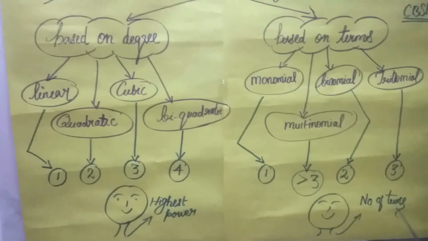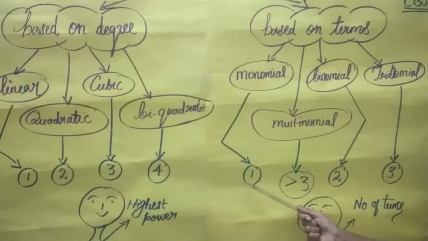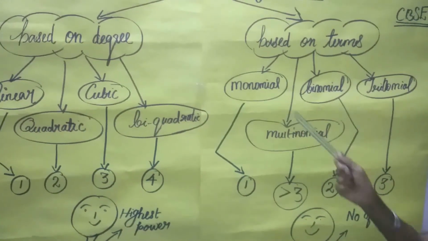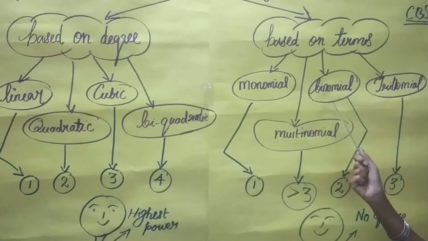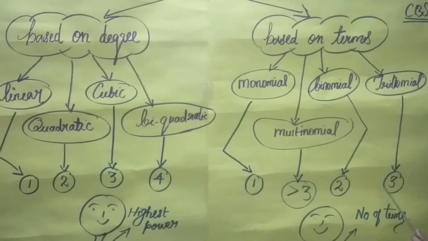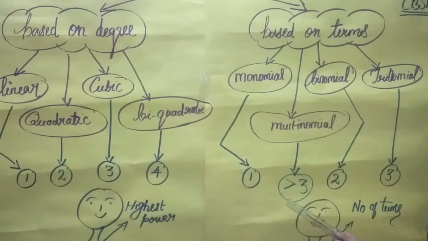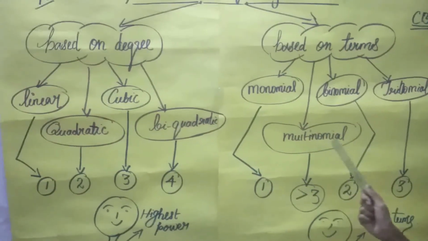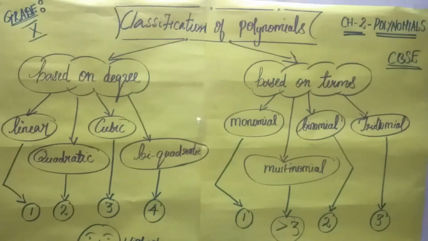or multinomial. If the equation contains only one term, it is called a monomial. If it contains two terms, we call it a binomial. If it contains three terms, it is called a trinomial. If it contains more than three terms, it is called a multinomial. Right? So this is the classification of polynomials.